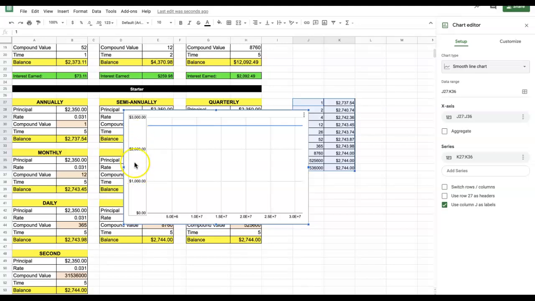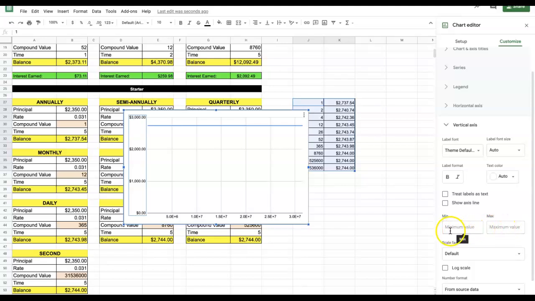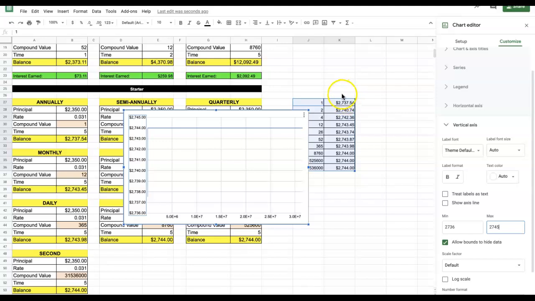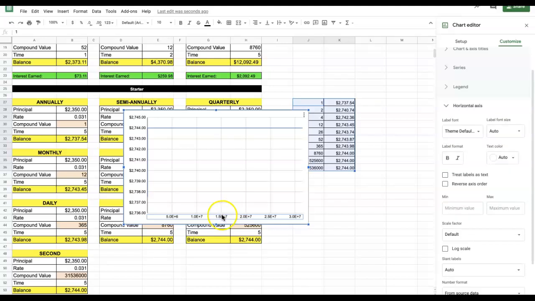I'm going to click on these numbers on the left, your y-axis numbers. I'm going to go over here where it says min and max. And I'm going to go from 2736 up to 2745, which is basically a little bit lower than the lowest number and a little bit higher than the most money. 2736 and 2745. Then I'm going to click on the bottom axis, the x-axis, which is always time.